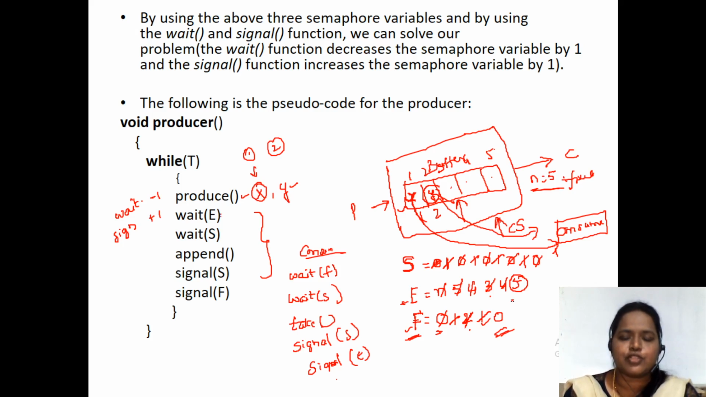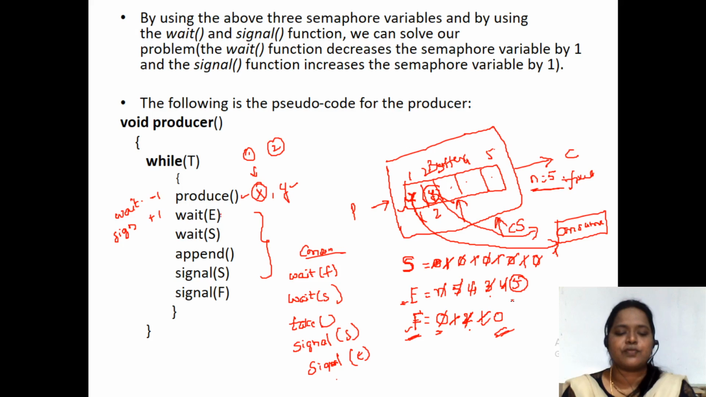So for the producer consumer problem by making use of semaphores, we are going to make use of 3 semaphores. S is used so that only 1 should be there in the critical section. F gives the count of how many full slots are there. E gives how many empty slots are there. Wait is going to decrement by 1. Signal is going to increment by 1.